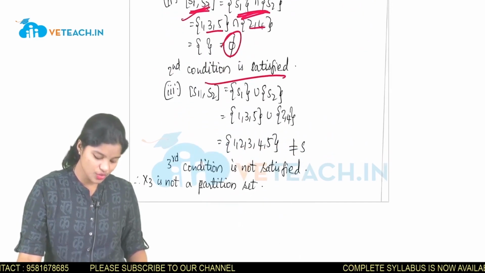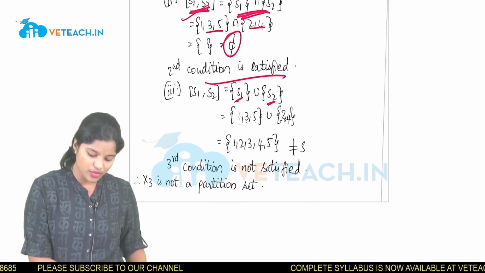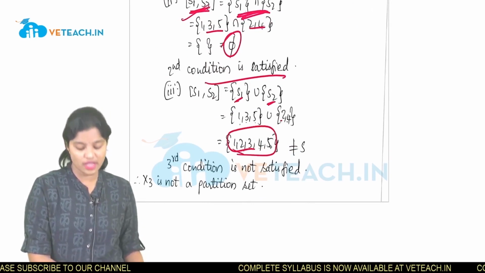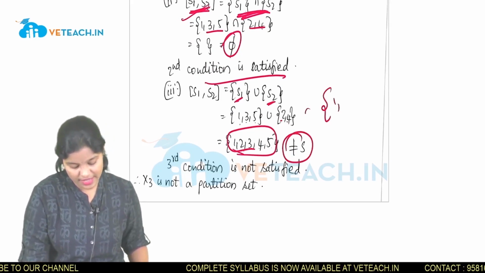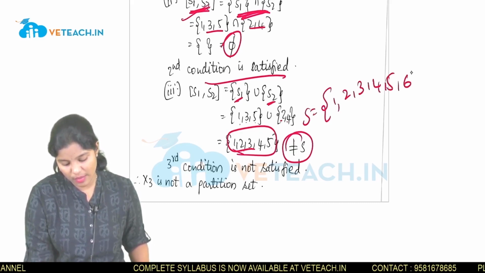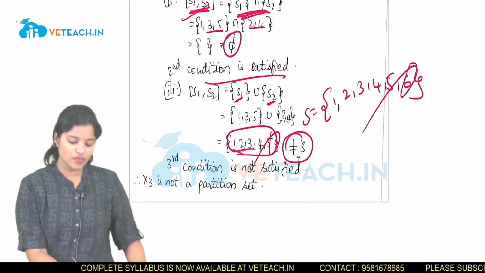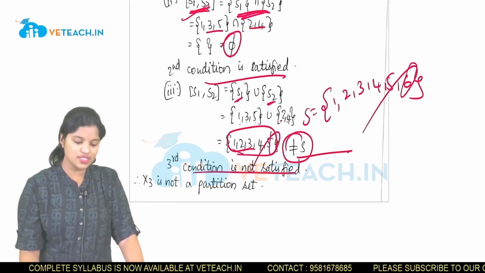Next, S1 union S2. That is {1, 3, 5} union {2, 4}. What can we write? 1, 2, 3, 4, 5. This is not equal to the given set S. What is the set S here? 1, 2, 3, 4, 5, 6. Here the element 6 is missing, so this is not equal to S. So the third condition is not satisfied here.